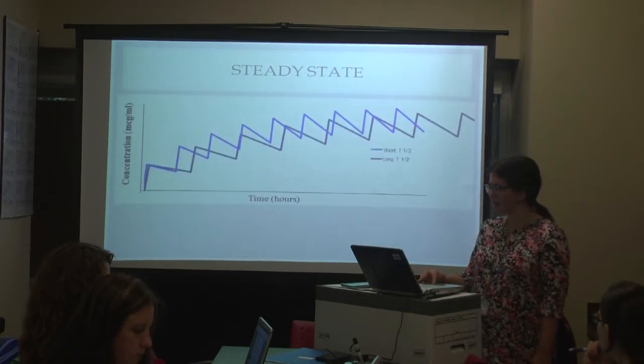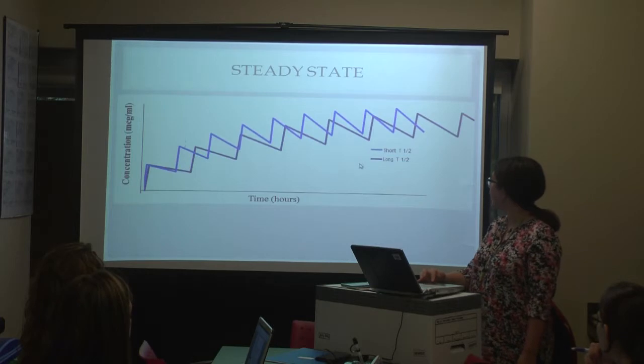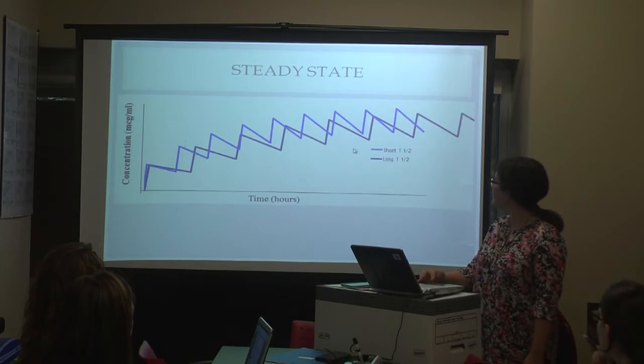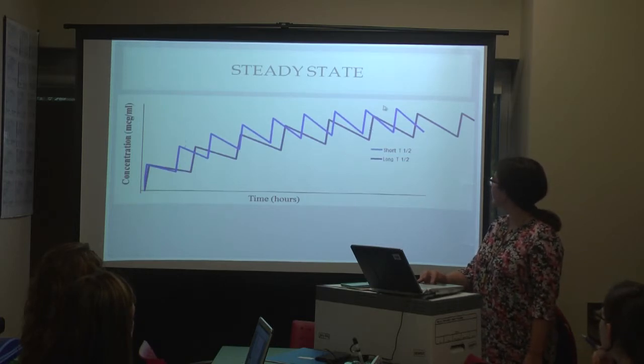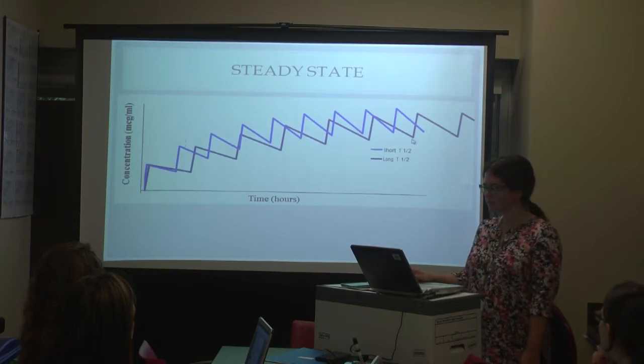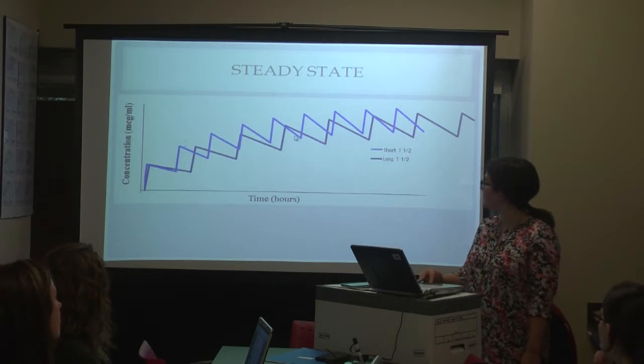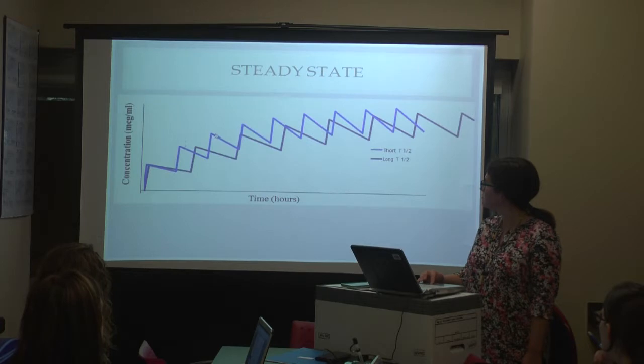So you can see that here. The light blue is a shorter half-life, and the dark blue is a longer half-life. And we're looking for when the peaks are the same and the troughs are the same from each dose. You can see it's a little bit longer with the longer half-life. Each of these is going to represent a dose.